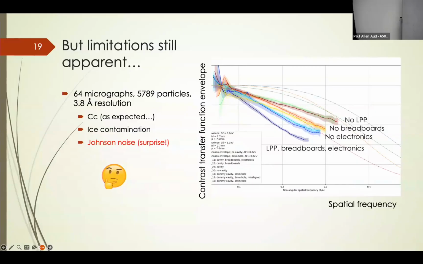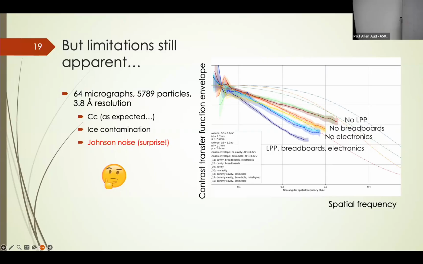What do you really want to get out of this? You want to show that you can either reconstruct a protein that is way too small to be accessible with a current electron microscope, or you want to show that you get a better resolution for the same sample, or you want to show that you can get away with taking a smaller number of micrographs, right? Unfortunately, these numbers here are respectable, but they are not a record on any of those metrics.